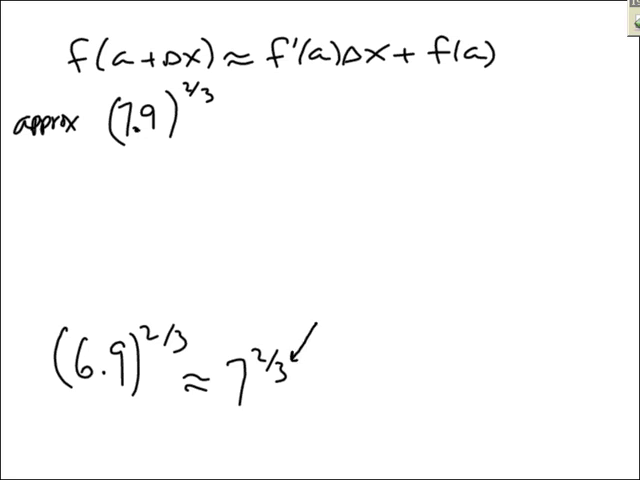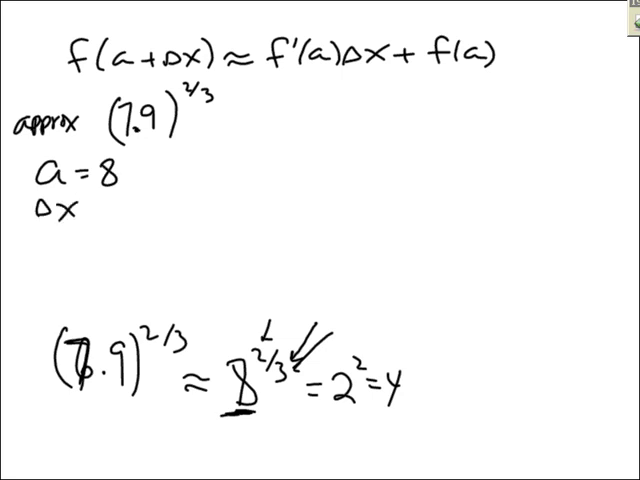What times itself 3 times gives you 7? I don't know. But if you have 7.9, which is close to 8, you do know 8 to the 2/3. What times itself 3 times gives you 8? 2. 2 times 2 times 2 is 8. And then square that number. Okay, that's why I'm going to let a be 8. And when you add on delta x, you should get 7.9. So delta x, once again, is negative 0.1.